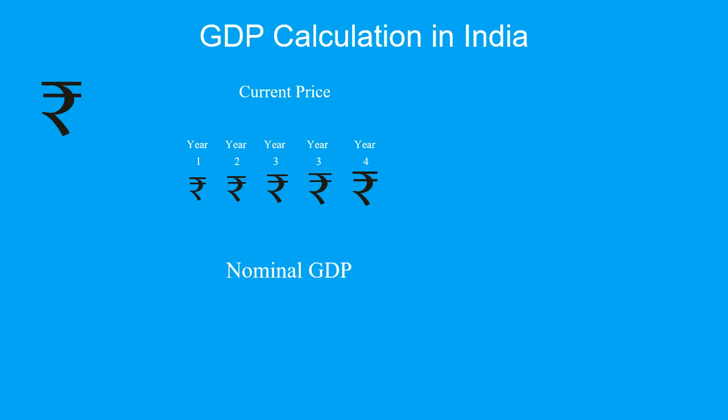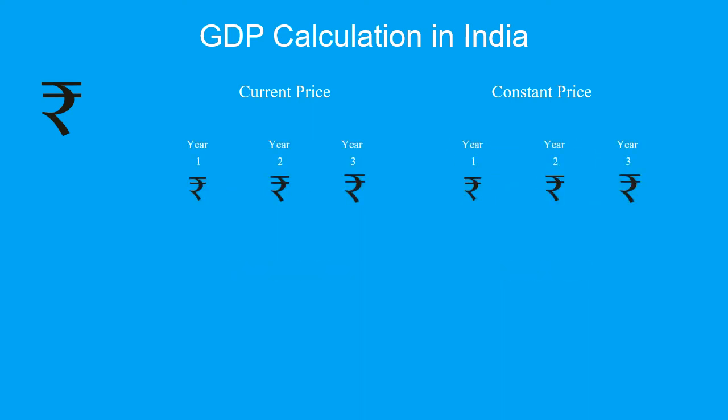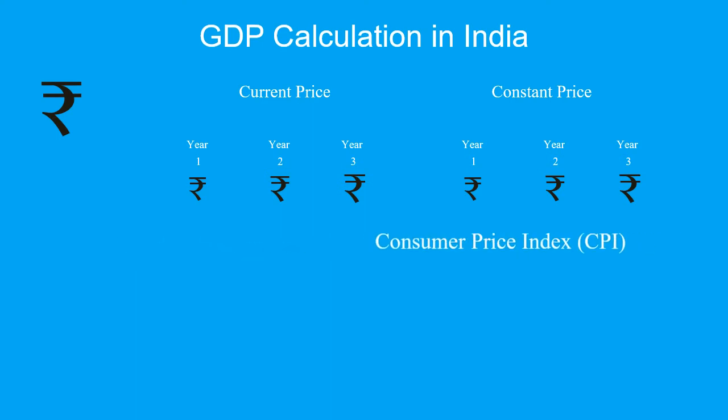To solve this problem, we follow the practice of considering one year as the base year for prices, and convert the current market prices into the base year prices. This GDP calculated at base year prices is called the real GDP. For adjustment of prices for inflation, the rate of inflation is taken from the price indices. There are two types of price indices in use in India. First, the Wholesale Price Index, or WPI, and the other, the Consumer Price Index, or CPI. Only the Consumer Price Index is used in the calculation of GDP.